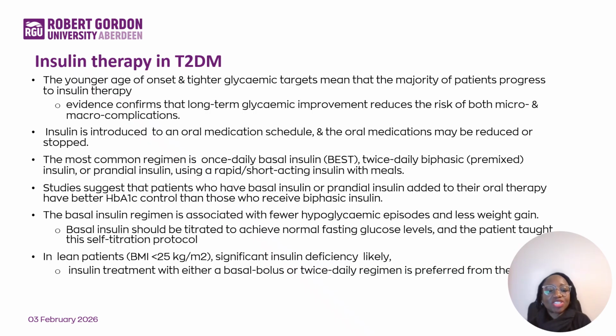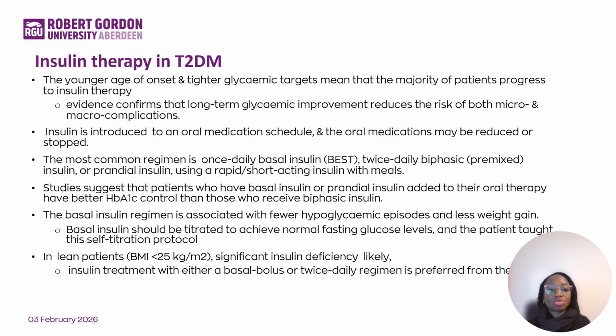Studies suggest that patients who have basal insulin or prandial insulin added to the oral therapy have better HbA1c control than those that receive the biphasic insulin. So it will be natural to only see people with type 2 diabetes being initiated on the basal insulin. Okay, so basal insulin regimen is associated with fewer hypoglycemic episodes and less weight gain. And basal insulin should be titrated to achieve normal fasting glucose levels, and patients taught on a self-titration protocol.